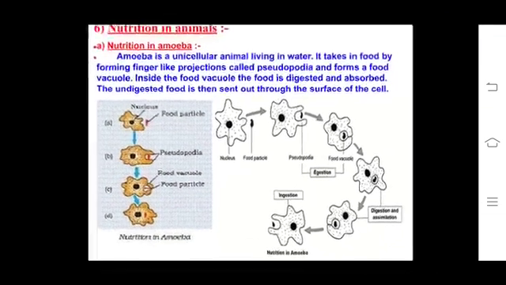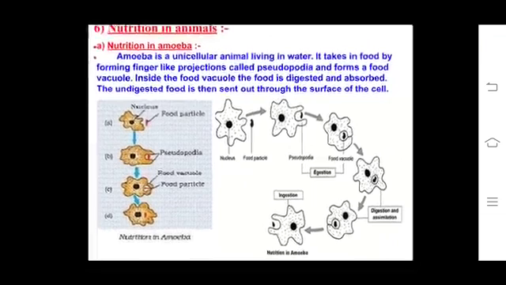You can see in the other picture, food particle, pseudopodia engulfing the food material, then food vacuole is formed, digestion and assimilation take place, then the food waste material is removed by egestion. This picture is given, and in exams the diagram is given and you may be asked to just label the different parts here. This is an important concept from the examination point of view.